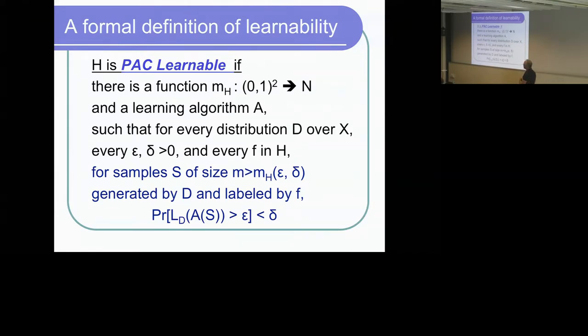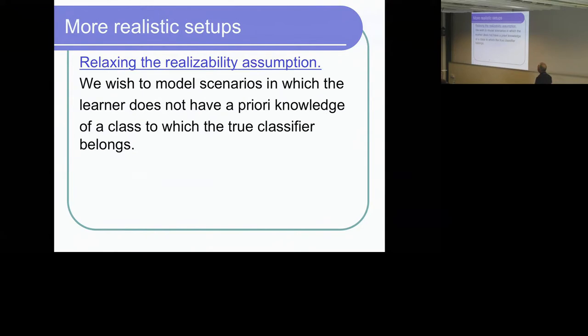But of course, there is something here which is very artificial and very demanding. And this is that the function belongs to the class. So you have in advance a finite class of a process, and someone guarantees to you that the rule by which emails are determined, spam or not, comes from this class. So we want to relax it. We want to make it a little bit more realistic. And the whole success of machine learning really started when we moved from this very artificial situation to a more realistic scenario. So we want to relax the realizability assumption. We wish to model scenarios in which the learner does not have this prior knowledge of a class to which the true rule belongs.